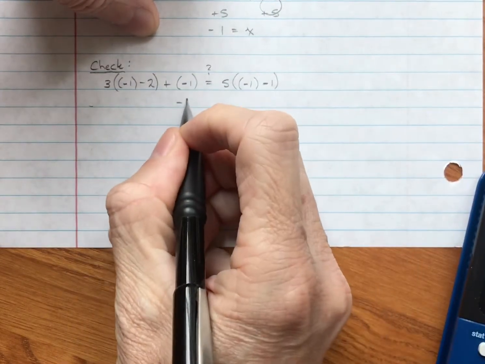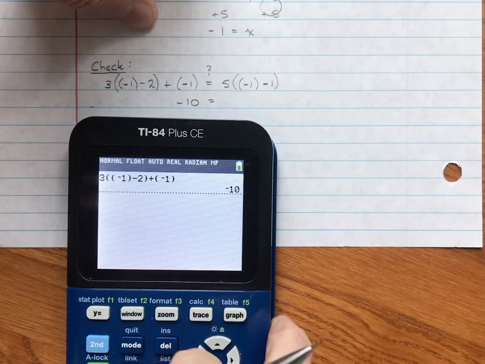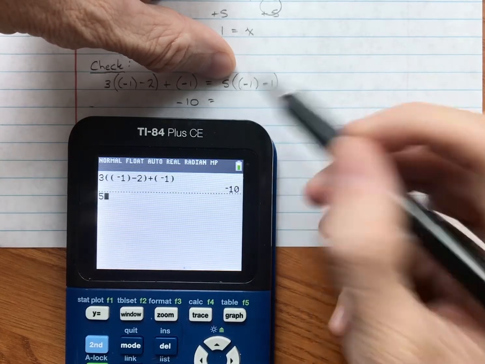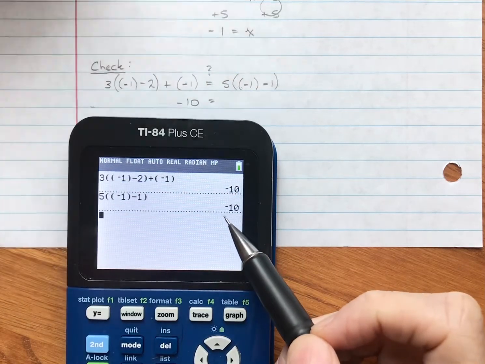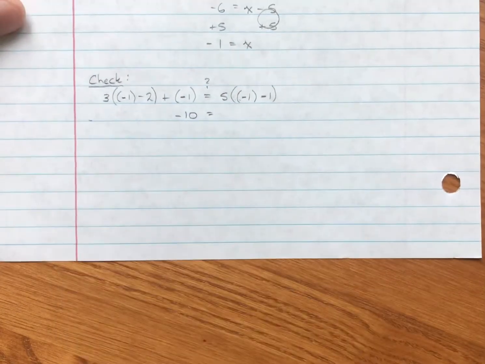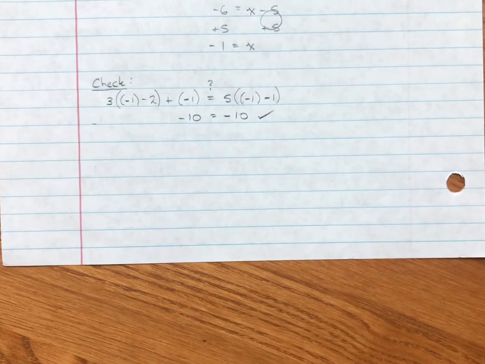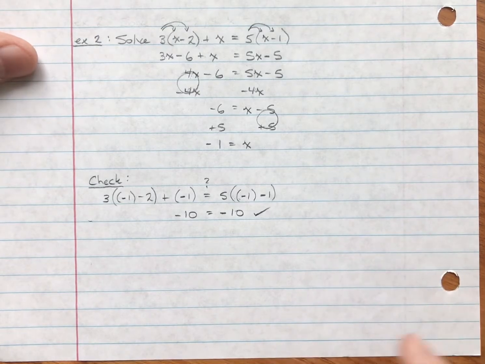Okay, thank you, calculator. What's the right side? Okay, right side. 5, open parenthesis, negative 1, close parenthesis, minus 1, close parenthesis, enter. I got the same thing. I got negative 10. Terrific. All right, looks like I've got the correct answer of x equals negative 1. That worked out just fine, okay?